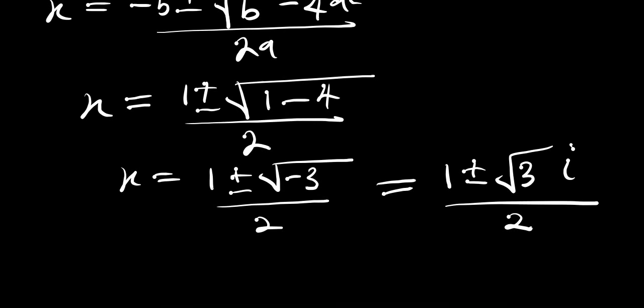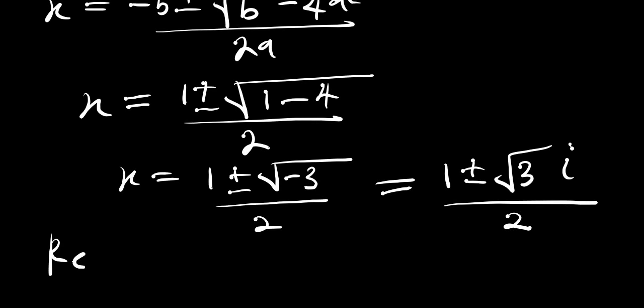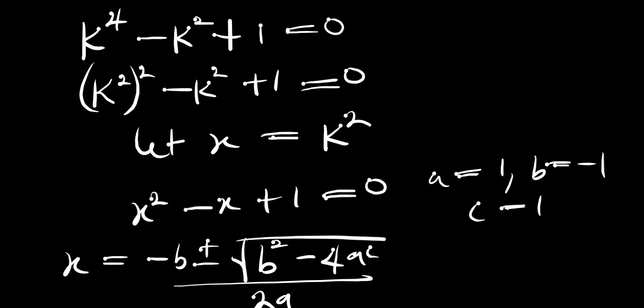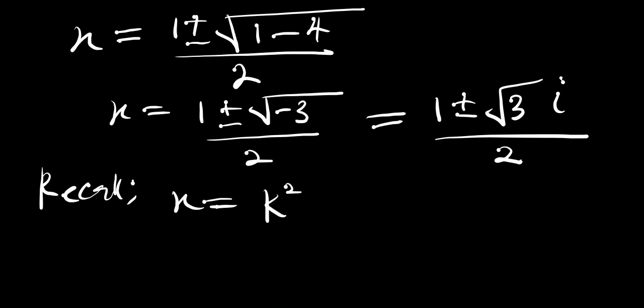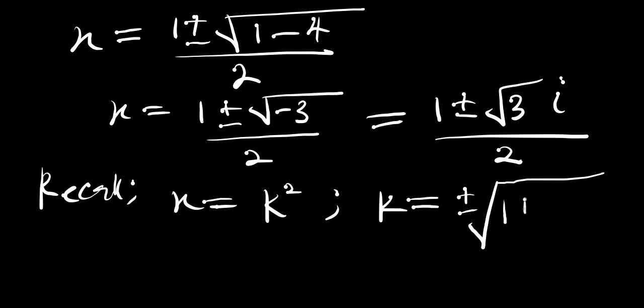Now recall our x. Let me write here, recall x equals k power 2. Let me take us back there. Remember, here it is. So that means if x equals k power 2, we are going to have k equals plus or minus the square root of x, that is 1 plus or minus root of 3 times i divided by 2.